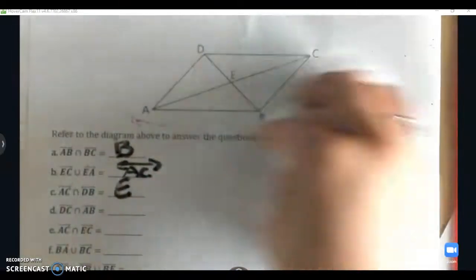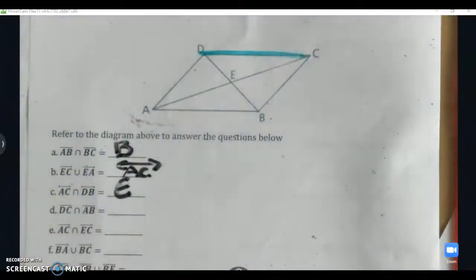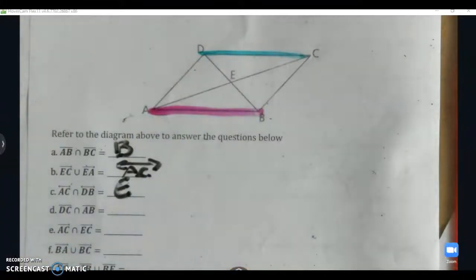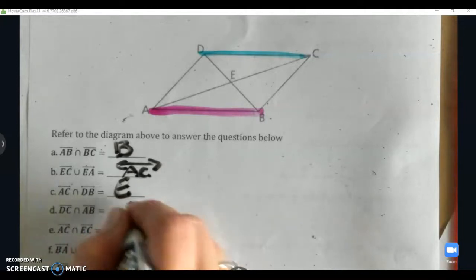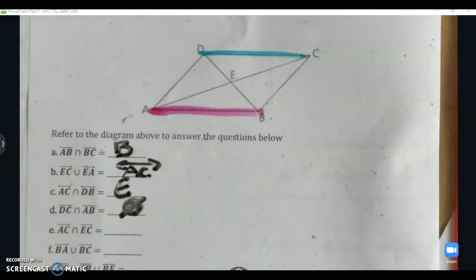All right, on to D. I've got segment DC and segment AB. And it's asking for the intersection. What do they share? Where do they touch? Well, they don't touch anywhere. So you could put no solution, or you could put a 0 with a slash through it to say that there's nowhere that they touch or intersect.